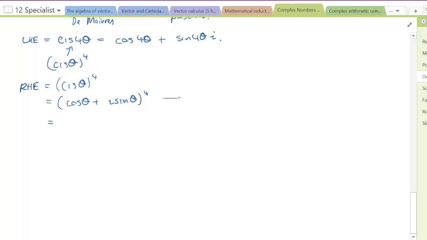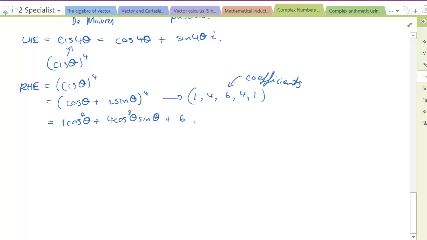And using Pascal's, that means we're going to use the coefficients 1, 4, 6, 4, 1. And following this through, we start with 1 cos theta to the power of 4. And then we've got 4 cos cubed theta sine theta i, 6 cos squared, don't forget the i, sine squared theta i squared. We have 4 cos theta and then sine cubed theta i cubed. And then finally we have 1 sine to the power of 4 theta i to the power of 4.